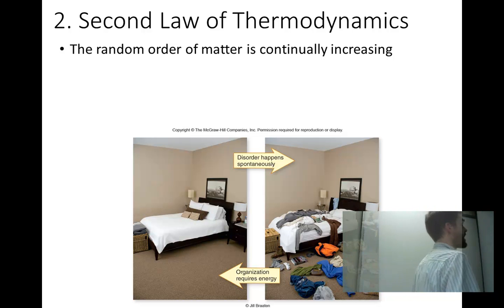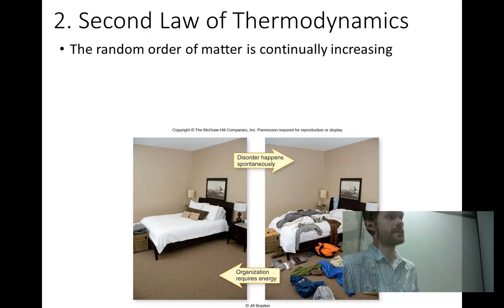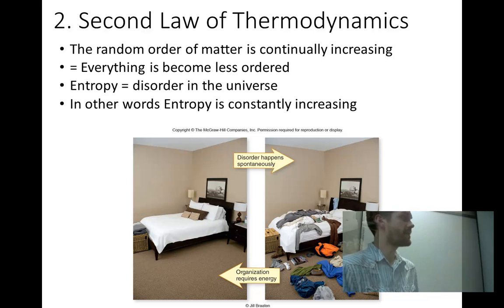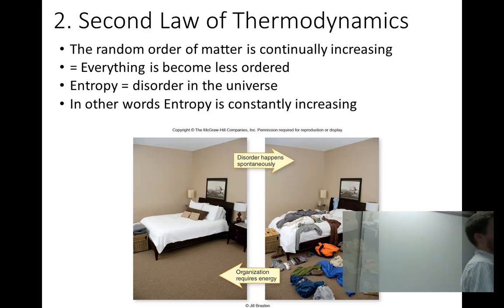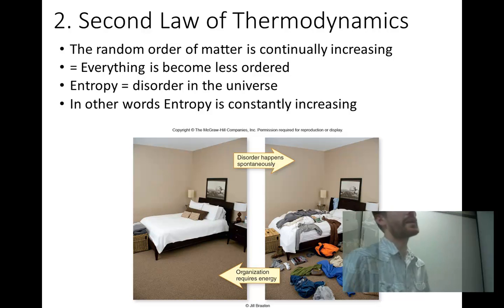Okay, the second law of thermodynamics is called entropy, or the basic fundamental principle is entropy. And it is that the random order of matter is continually increasing. So things are going from an organized state to a more random state. Naturally, things are going to break down and break apart and become more random. So in other words, entropy is constantly increasing. So an example of this is your room. So after a week, after cleaning your room, what does it usually look like?